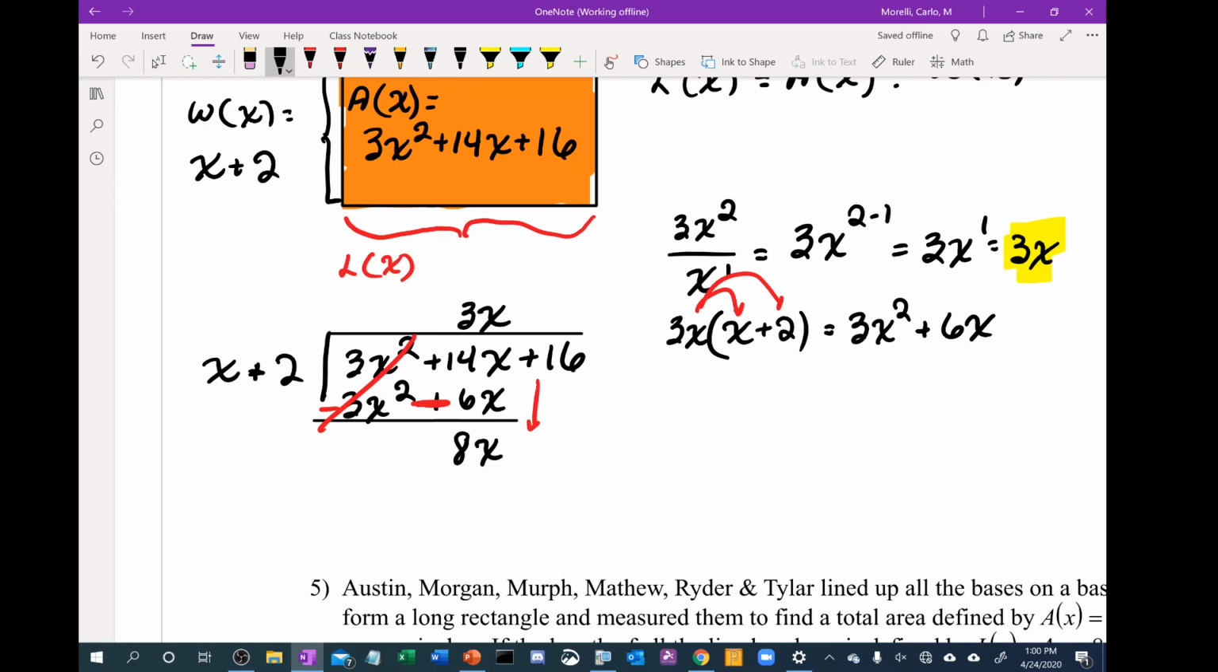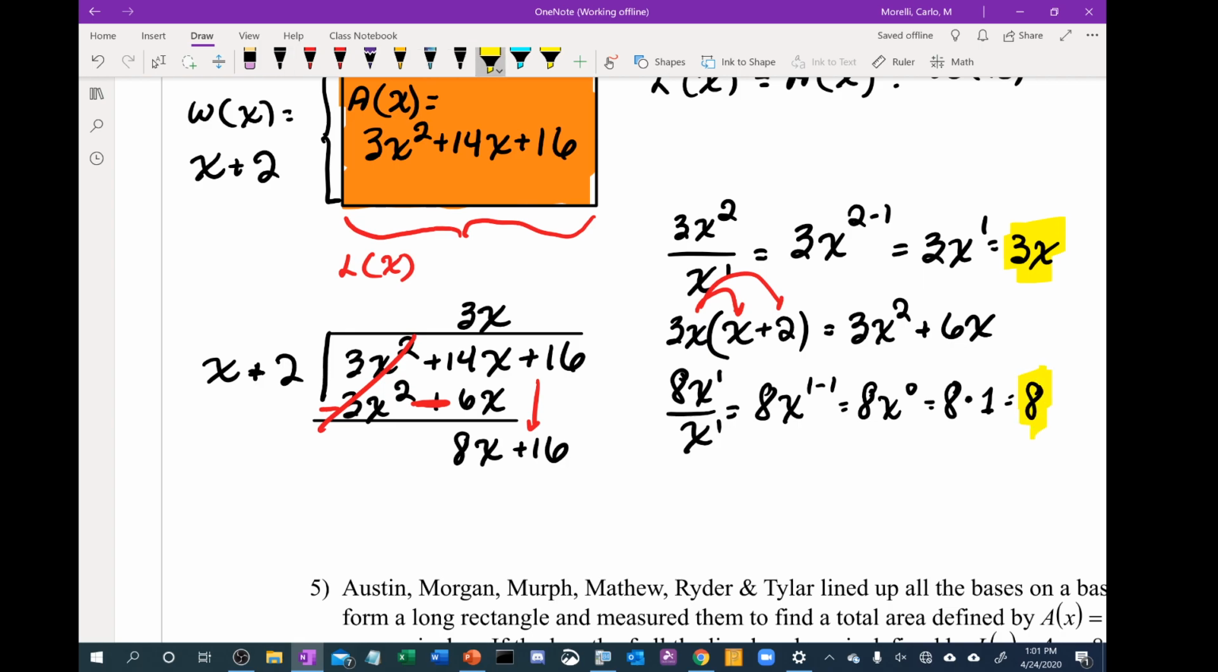We bring down the next term, plus 16. Start all over. Divide this term of the dividend by the first term of the divisor. So 8x divided by x. Okay. There's nothing to simplify numerically. We remember there's ones in the exponent positions of these variables, and apply the quotient rule to say 8x to the 1 minus 1, which equals 8x to the 0. Apply the 0 exponent rule to say x to the 0 equals 1 to give 8 times 1, which equals 8. And that is a quotient term, which gets written up here, plus 8.